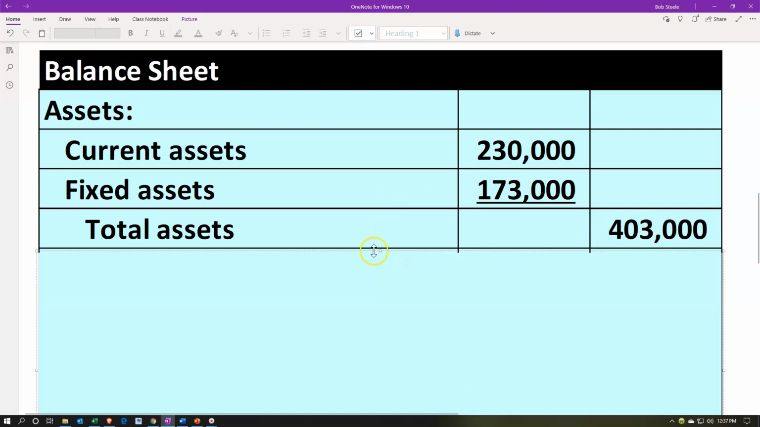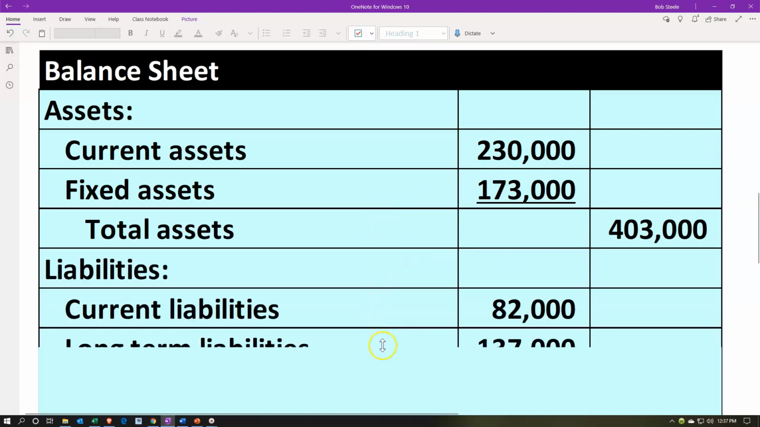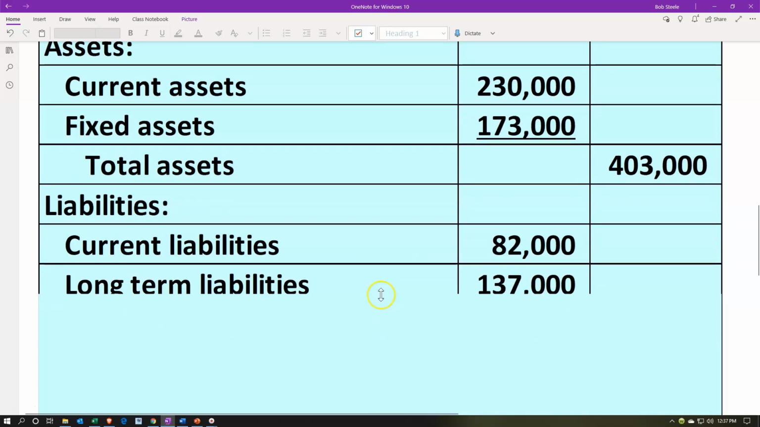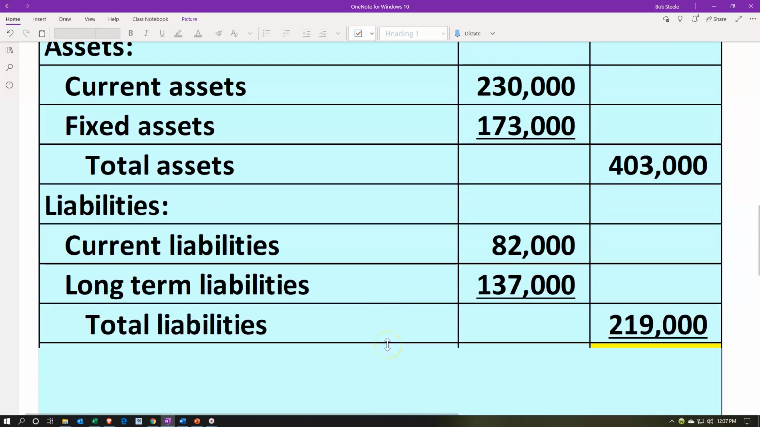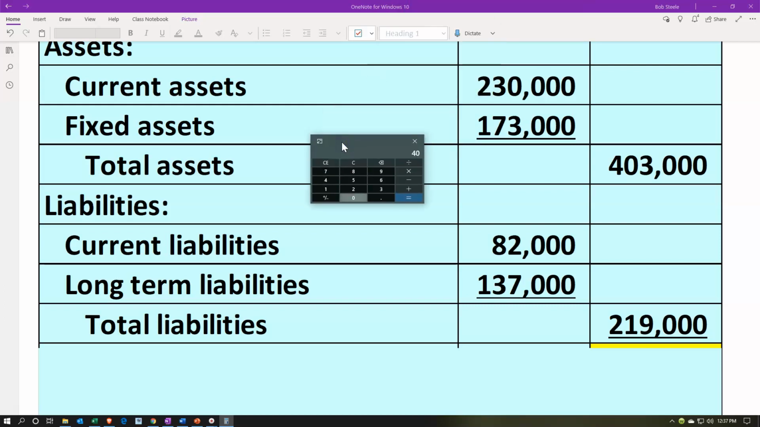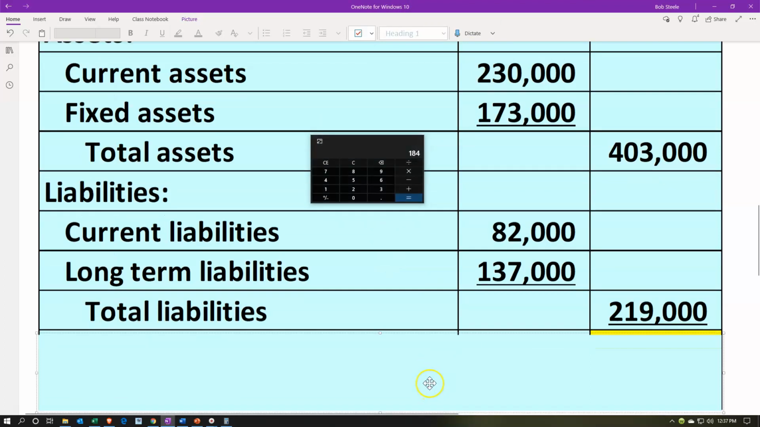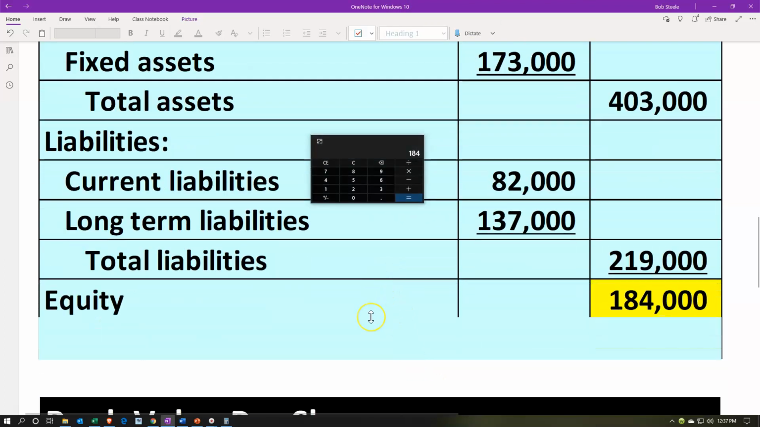Total assets 403. Then we got the liabilities. They gave us current liabilities, and they gave us the long-term liabilities. We're assuming those are the only liabilities involved. Therefore, total assets is going to be the 403, and total liabilities added into the outer column is the 219. If we then subtract out the liabilities, we're going to get the 403 minus the 219, without the zeros, is the 184. So there's going to be the 184. That would then be the equity.